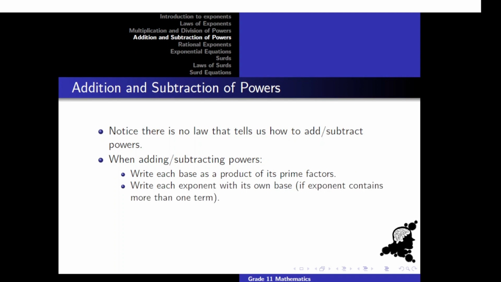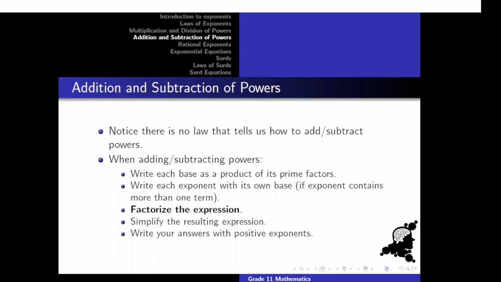The next step is you need to write each exponent with its own base. I'll show you what I mean by that in a second. Then you need to factorize the expression. Now, I wrote this in bold because the methods of factorization that you learned in grade 10 are still coming into play now. You still need to know how to do the common factor. You still need to know your difference of two squares, your perfect square trinomial. It's still going to be assessed here. Lastly, you simplify the resulting expression. Write your answers with positive exponents.